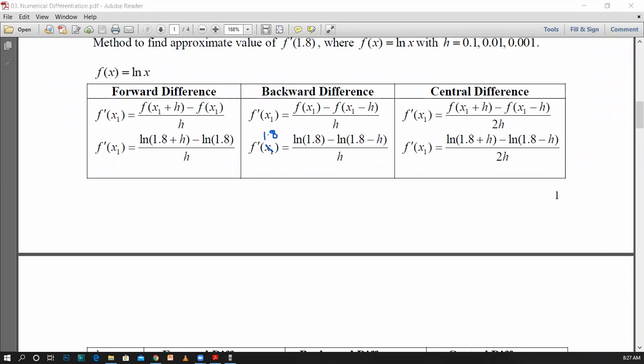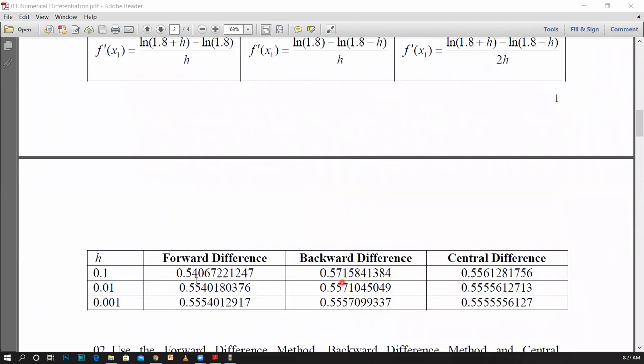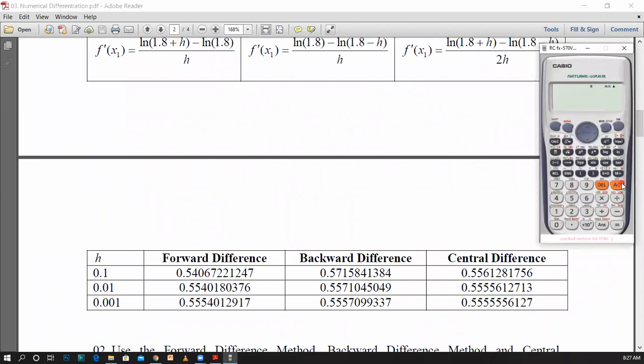Now we'll insert this function into the calculator and perform the calculation for the different values of h. Now we have h equals 0.1, 0.01 and 0.001. What we can do is first insert these values in the calculator. Therefore, I will write it like this: ln 1.8 minus ln(1.8 minus h). Instead of h, I will use the letter a, and then this has to be divided by h, again using the letter a.